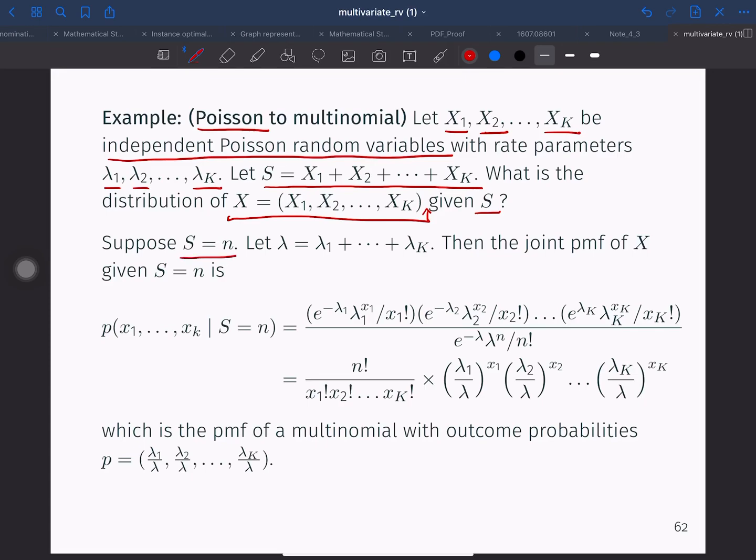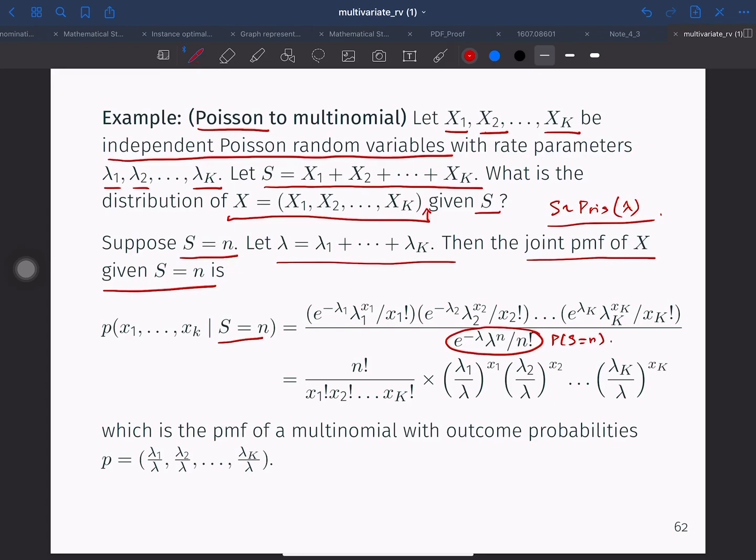Suppose the total sum is n. There are in total n people visiting all these capital K stores. Now you let lambda be the sum of the rate parameters. Then we know that S is Poisson with rate parameter lambda, by the infinite divisibility property of Poisson random variables. So therefore the joint PMF of X given the sum, that is, given S is equal to n, is this quantity down here. This is the probability that X1 is equal to little x1, up to X capital K is equal to little x capital K, and that S is equal to n.